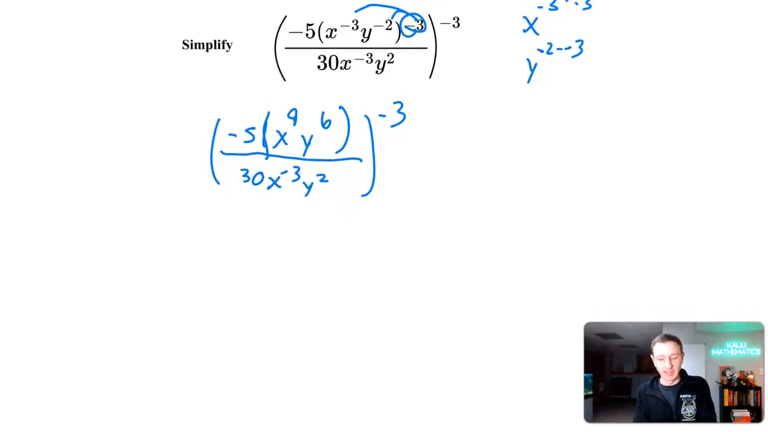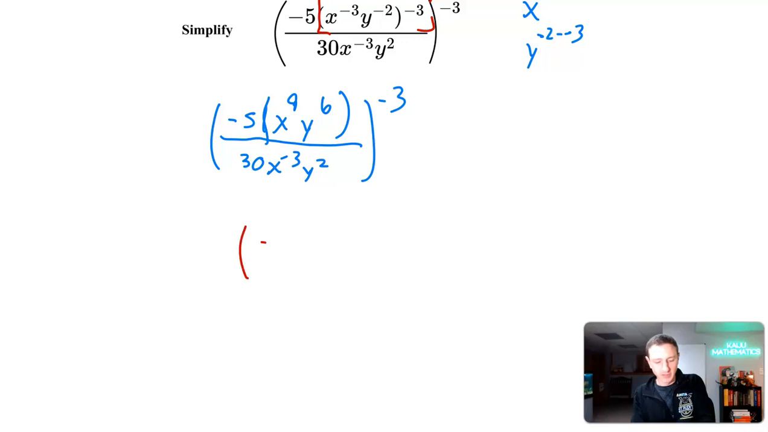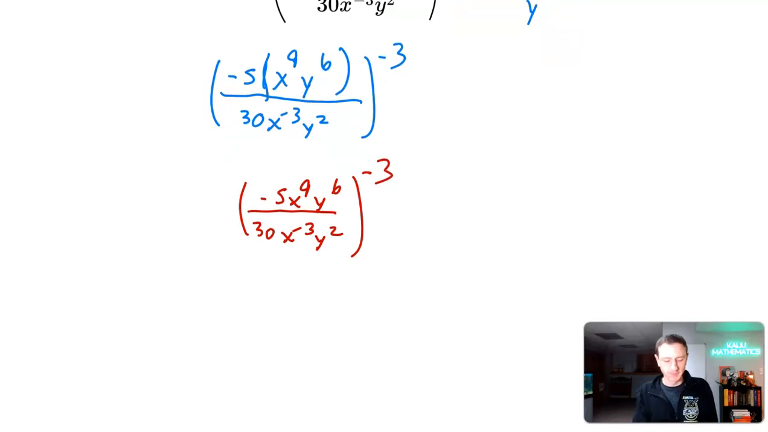Now, I can rewrite the top. I just had negative 5 times all of this right here. Now that that exponent is taken care of, I can get rid of that parentheses. I'm just going to rewrite this as negative 5 x to the 9th, y to the 6th, over 30 x to the negative 3, y squared, all being raised to the negative 3.